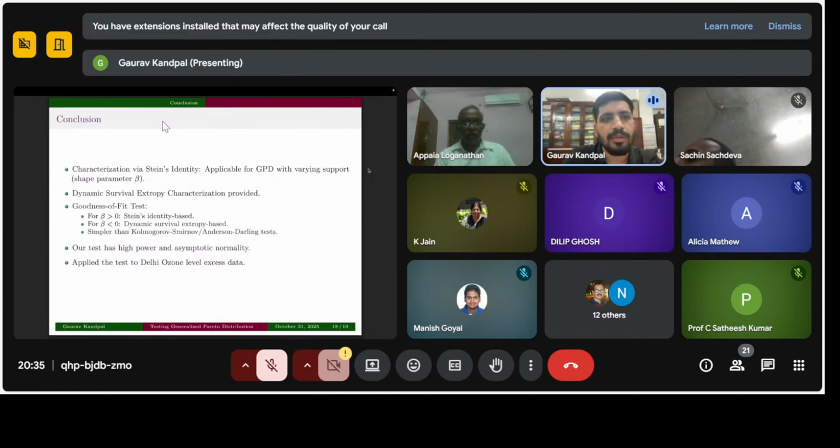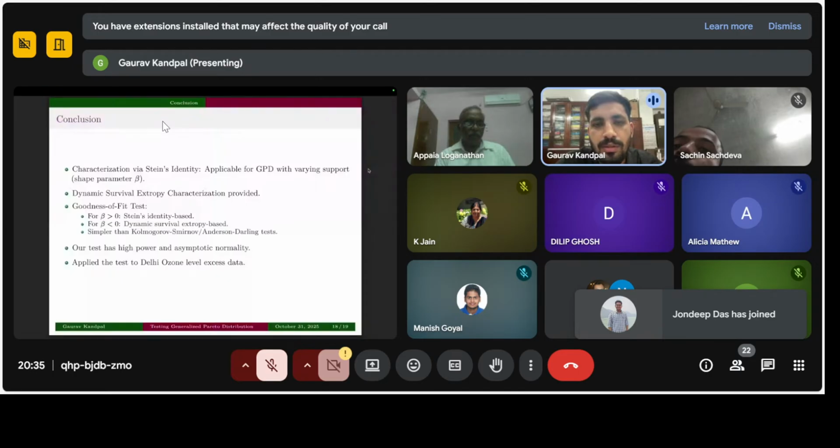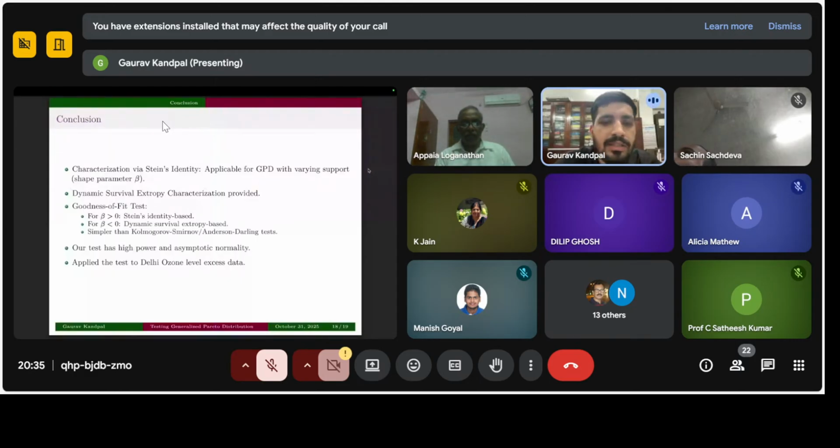Finally, to conclude my presentation, here is the conclusion. We have provided a characterization based on a string type entity, which is also applicable for GPD with varying support. Second, we have provided a dynamic characterization, which is new in literature. Third, based on these two characterizations, we have given a goodness of fit test, particularly for the beta positive and beta negative cases. As I showed you, our test is comparatively simpler than the classical Kolmogorov and Anderson-Darling tests. Our test has high power and asymptotic normality. At last, I applied this test to a real life example of Delhi ozone level excess data.